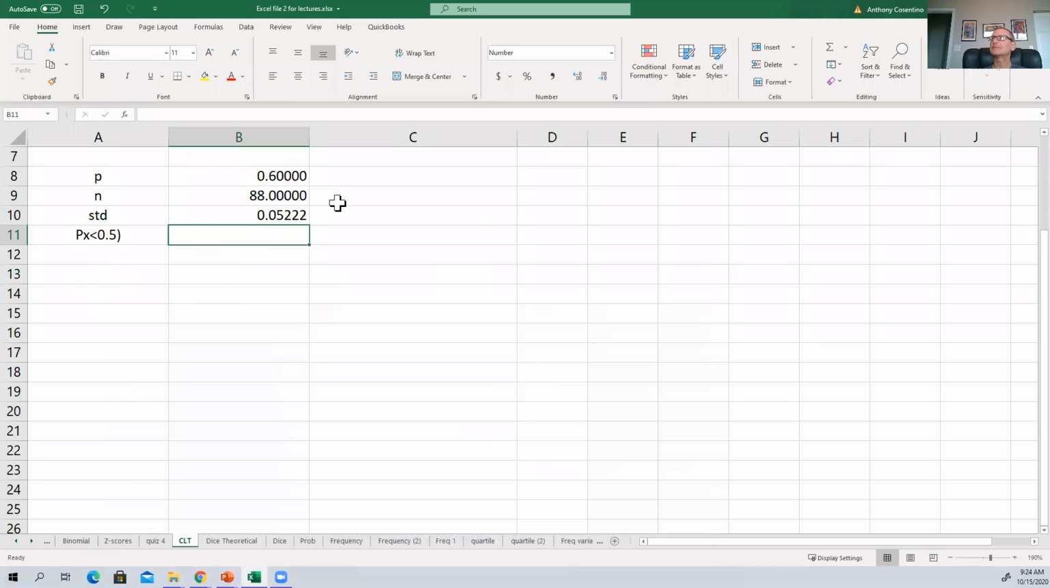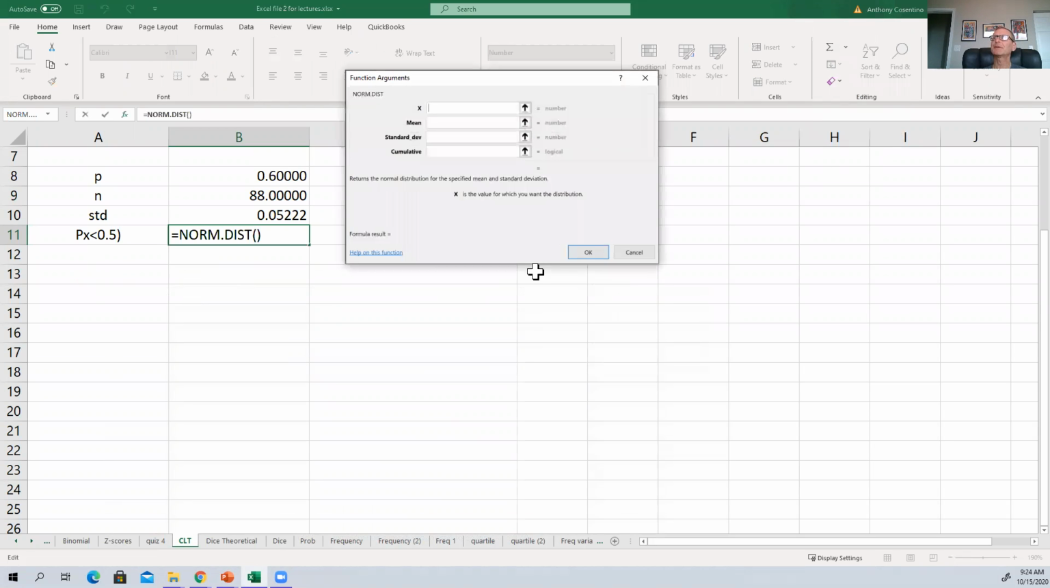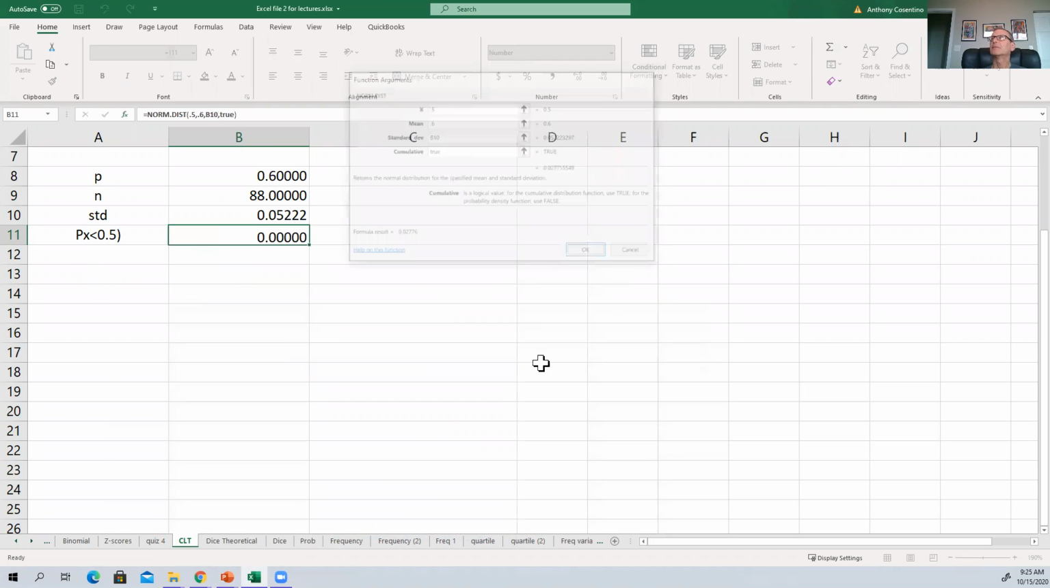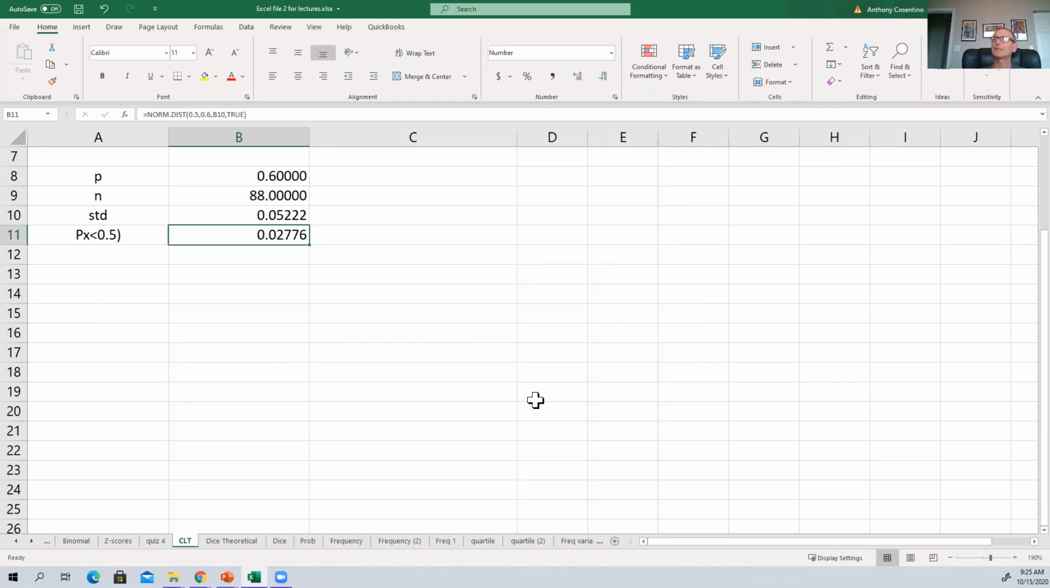So finally, pull up the norm.dist. Here we don't have to subtract 1 because it's less than. So our x value here is 0.5. Our mean here is 0.6. Our standard deviation, I'll just click on that cell. And here we have true. And so you can see that it's 0.02776, which is 2.7%, which is less than 5%. So you would consider this to be unusual because it's less than 5%.